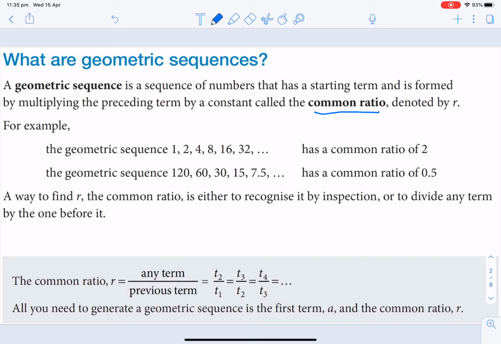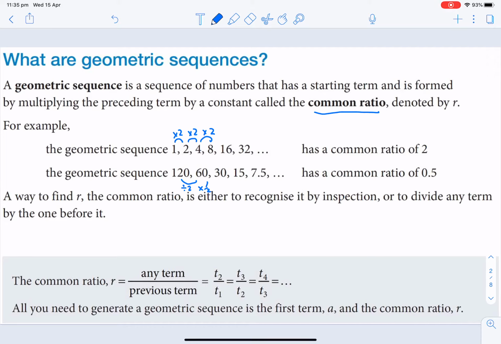So for example, the geometric sequence 1, 2, 4, 8, 16, 32 has a common ratio of 2. As you can see, to get from 1 to 2, you times it by 2, 2 to 4, times it by 2, 4 to 8, times it by 2. And the geometric sequence of 120, 60, 30, 15, etc. has a common ratio of 0.5. So to get from that to that, you divide it by 2 or you times it by a half. When we're talking common ratios, we normally multiply rather than divide.